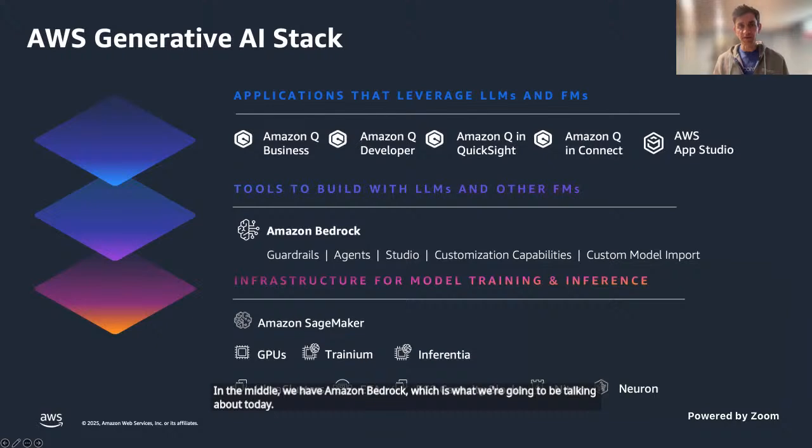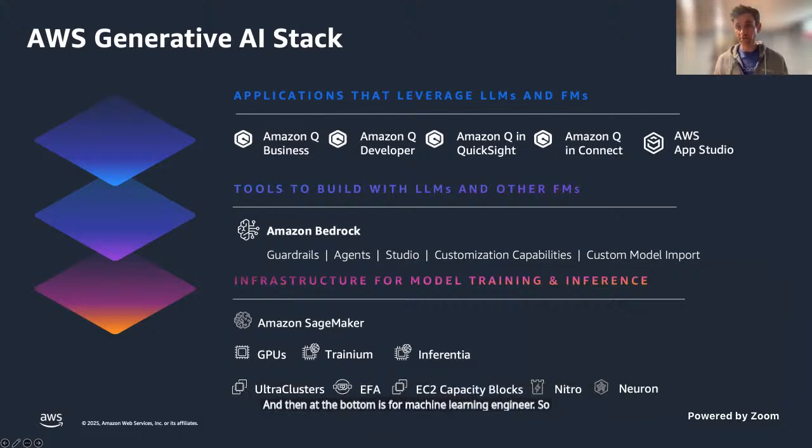And then at the bottom is for machine learning engineers. So if you're building a model from the ground up, you would use Amazon SageMaker, a broad choice of different hardware, which you want to run that on. But that's for a different day. Today, we're going to be talking about that middle piece with Amazon Bedrock.